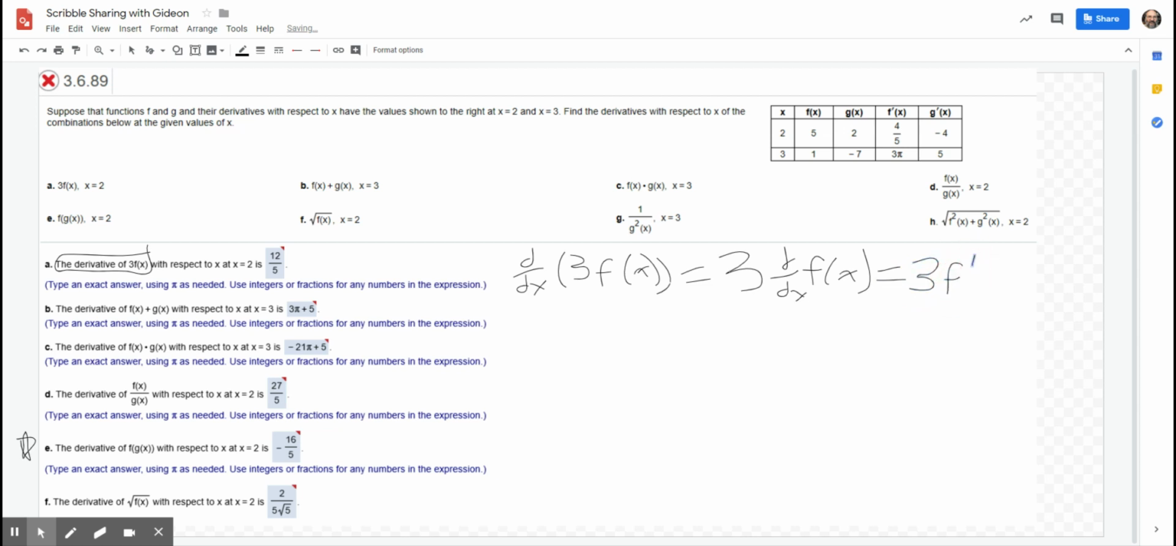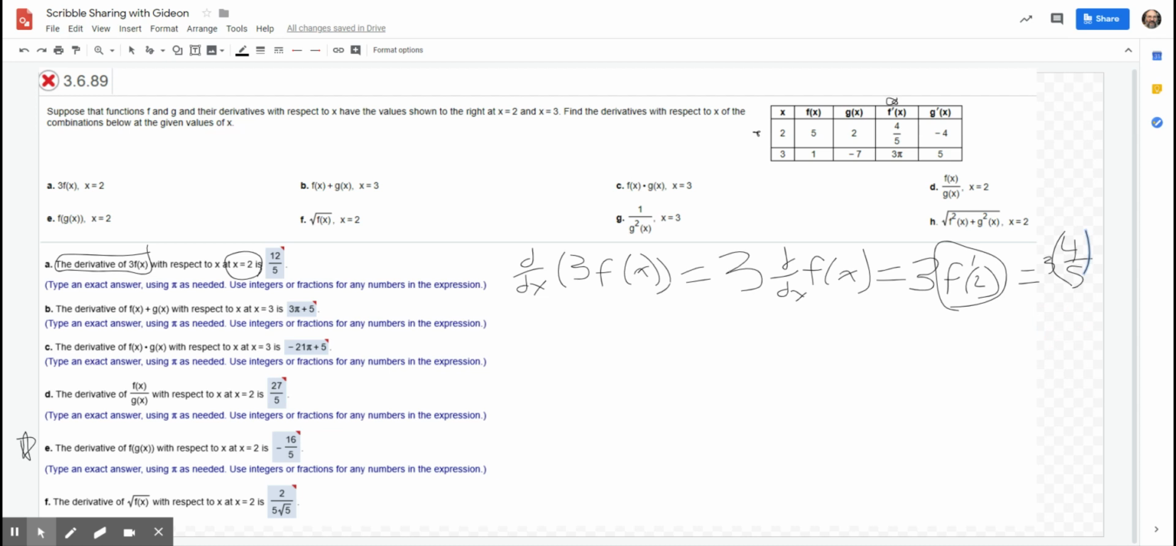But then, of course, we're evaluating at 2. Sometimes we use the notation vertical line 2 to mean evaluate at 2. That's a little non-standard, so I'll just leave it unsaid until the very end, f prime of 2. And then that's just, look it up in the table. You want f prime, and you want 2, so it's 4/5. So it's 3 times 4/5, of course, 12/5. I don't have to write that because you've got the answer showing.